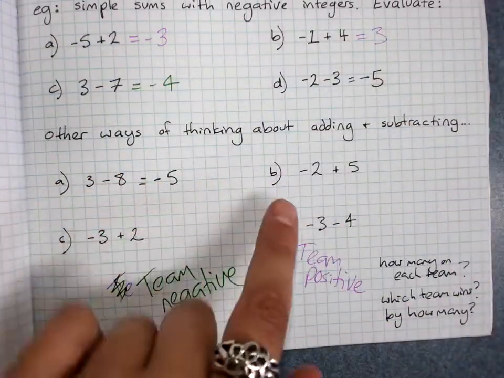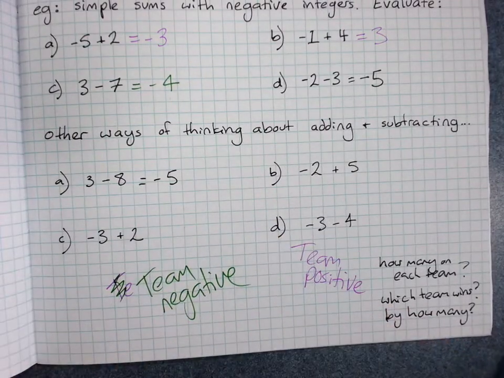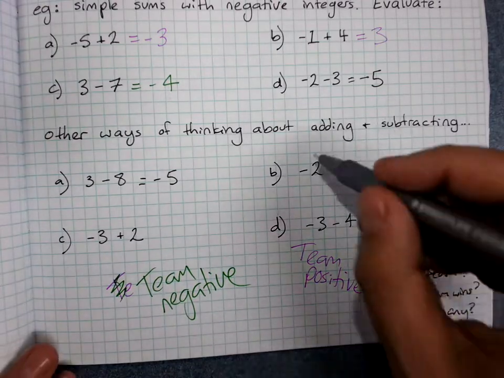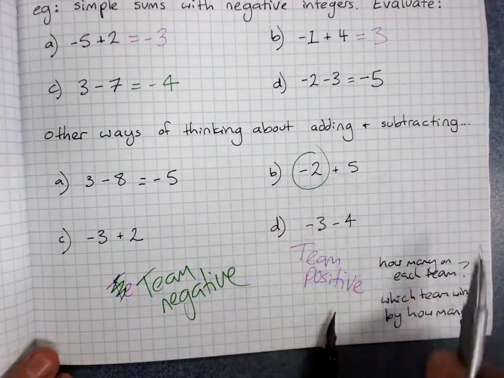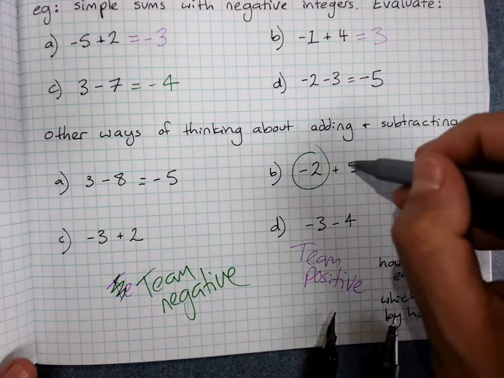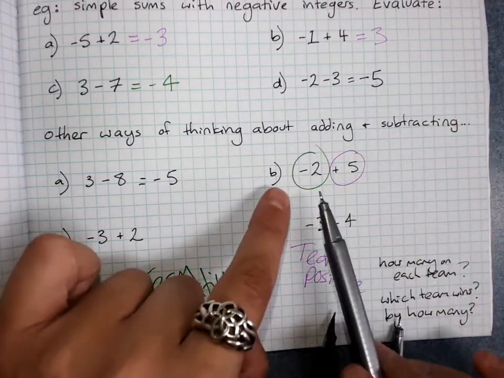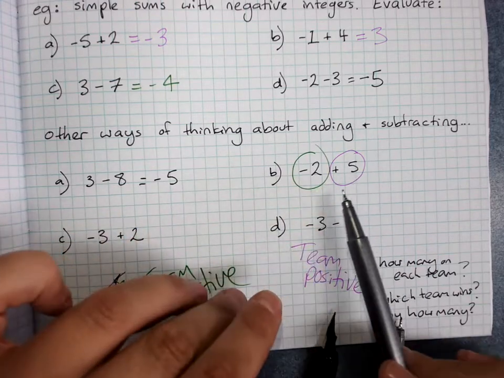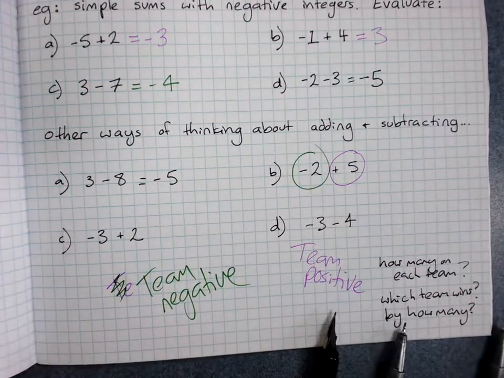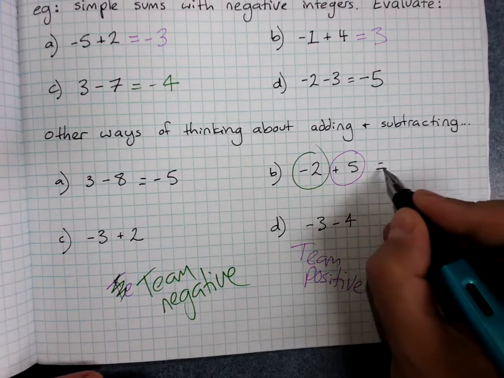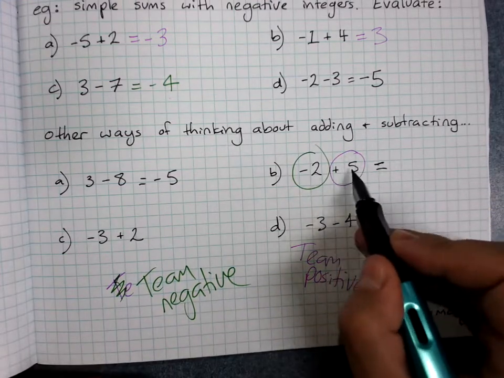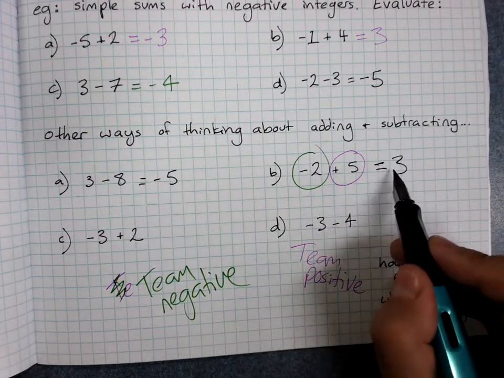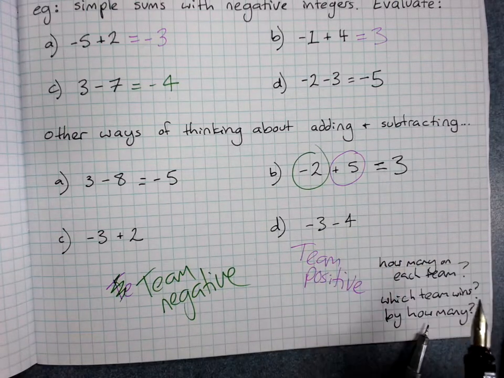So this question here, negative 2 plus 5. Remember that the negative goes with the number after it, and 5 is a positive. How many on each team? 2 on team negative, 5 on team positive. So which team would win? Obviously team positive wins. By how many? They had 3 people over. They win by an extra 3 people. No plus, because positive doesn't need a plus in an answer.